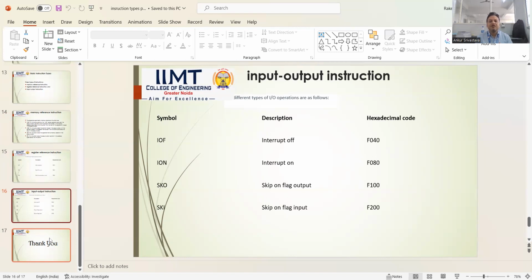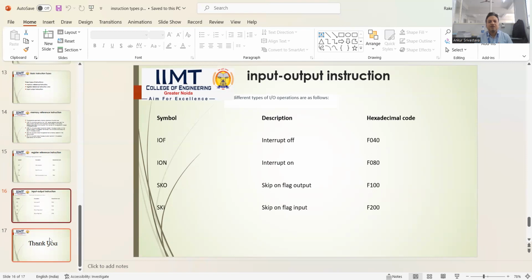The symbol must be in capital letters, IOF. Description: interrupt off, as I previously mentioned in the instruction cycle. The hexadecimal code is F0 and 40. That means F040. So IOF is interrupt off. ION is interrupt on. You can see the symbol and you may know what the description must be. Simple. IOF is interrupt off. ION is interrupt on.